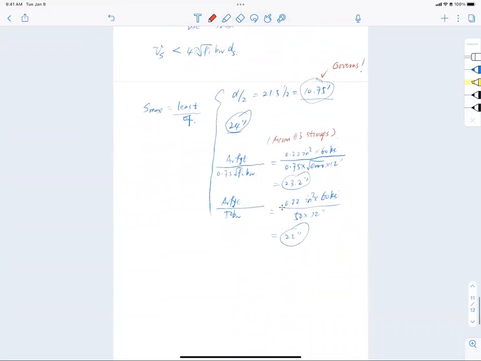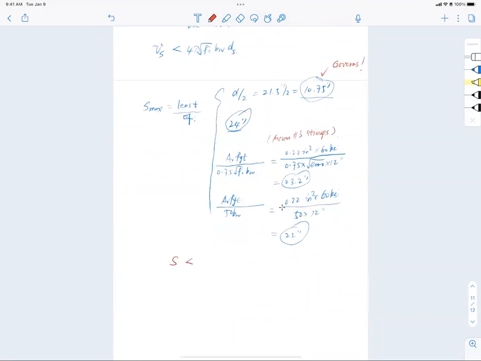All right, so now you conclude that spacing s has to be smaller than s max equal to 10.75 inches. This is for number 3 stirrups because I used that in the assumption. So if I provide s of 10 inches, smaller than this, let's go with a whole number, 10 inches at number 3 stirrups, then I satisfy the design need.